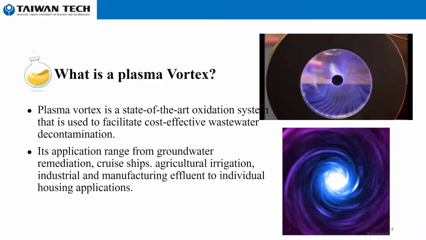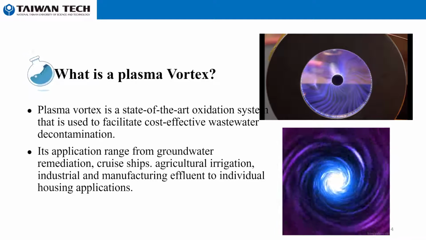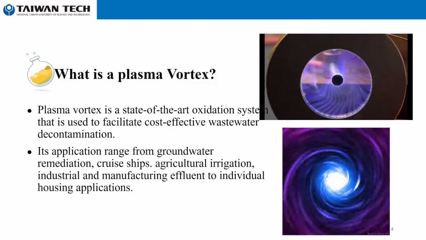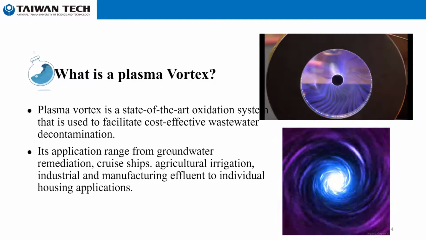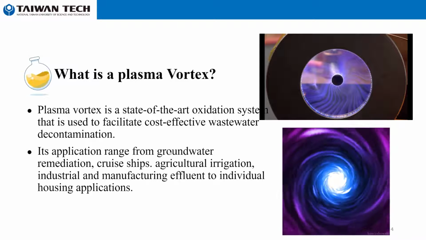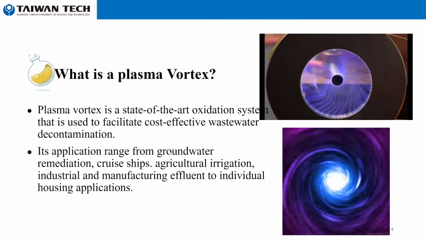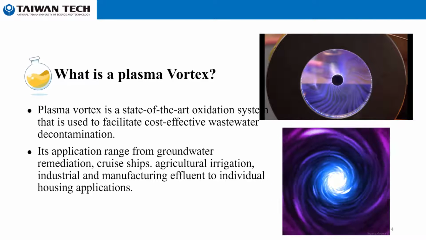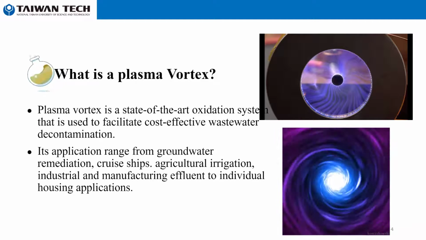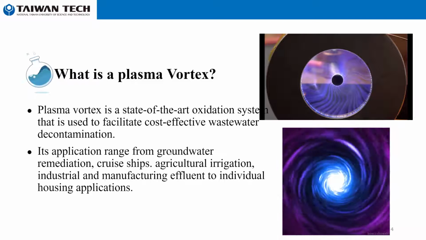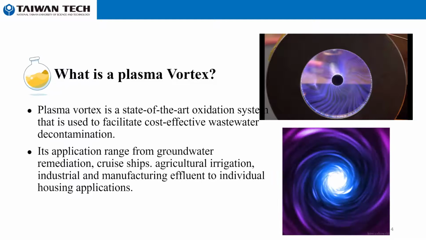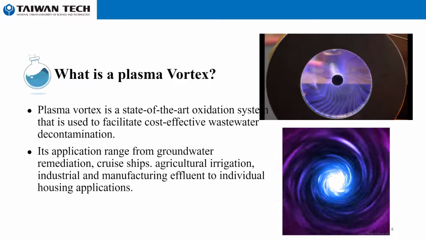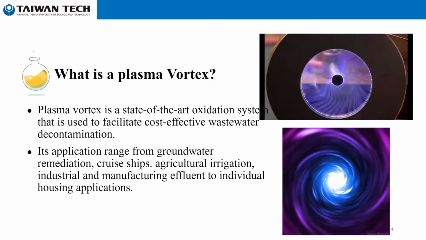So, first, what is a plasma vortex? A plasma vortex is a state-of-the-art oxidation system that is used to facilitate cost-effective wastewater decontamination. So this is an example of a very popular way to use plasma vortex. They use it as a way to decontaminate water. The applications range from groundwater remediation, cruise ships, agricultural irrigation, industrial manufacturing, to individual housing applications. So these are just some applications of plasma vortex. And as you can see from the right, this is a picture of a video that we followed in order to create our plasma vortex.